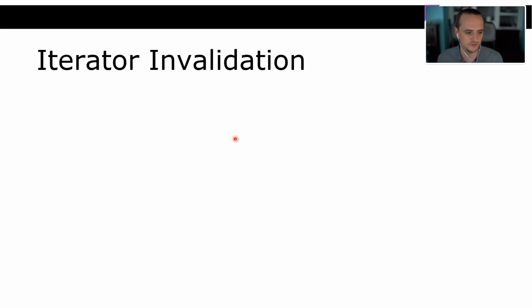And if you've heard of this or not heard of that, just type it in the chat. I'm kind of curious to poll who's heard of iterator invalidation before.